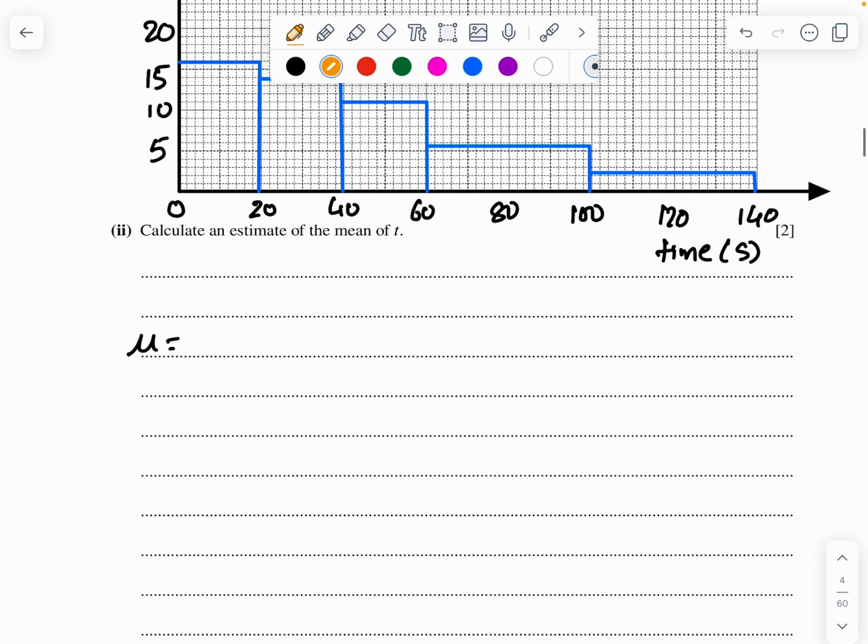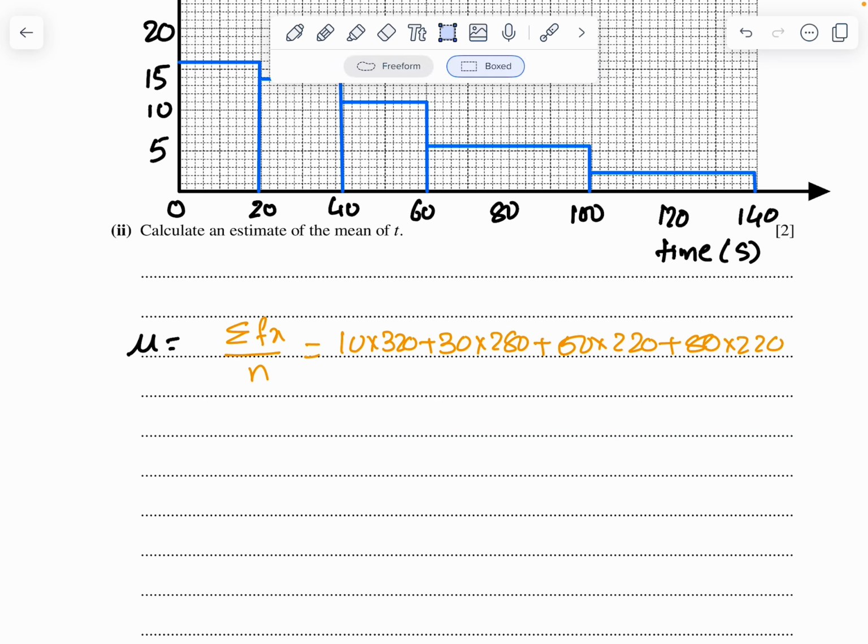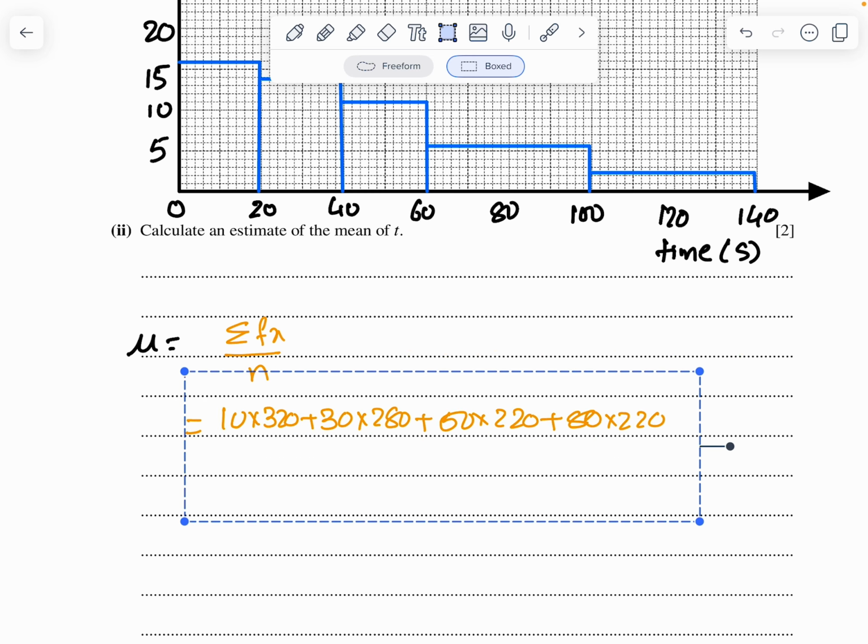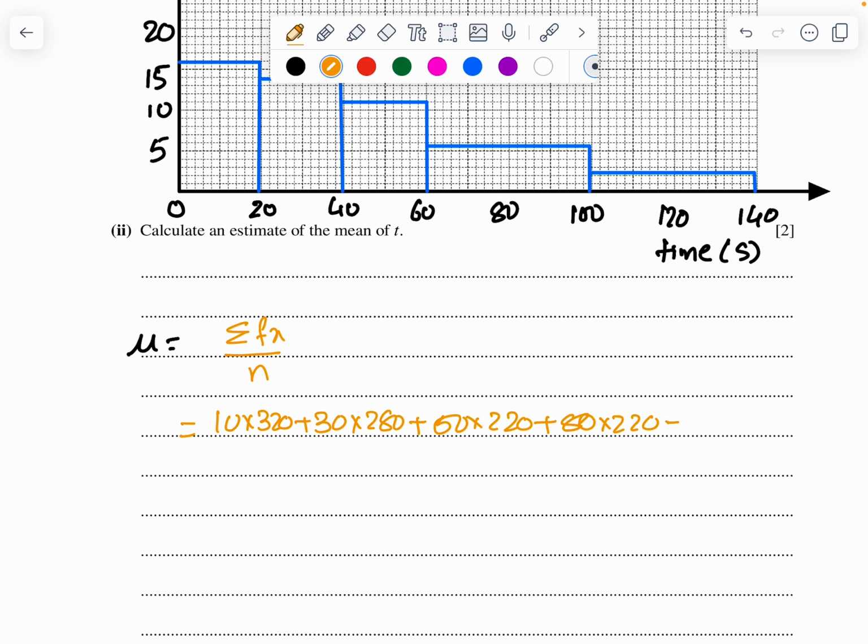Once I find that, it is sigma fx divided by n. So which is 10 times 320 plus 30 times 280 plus 50 times 220 plus 80 times 220 plus 120 times 100, total divided by 1140, which should give you 45.8.